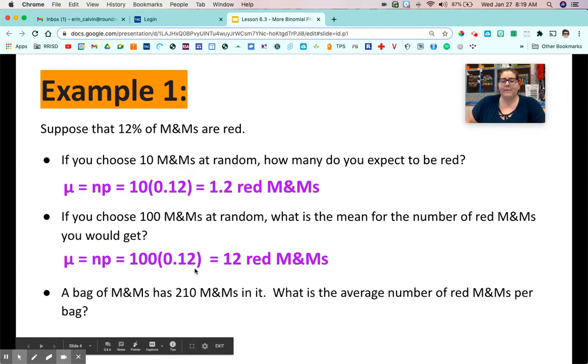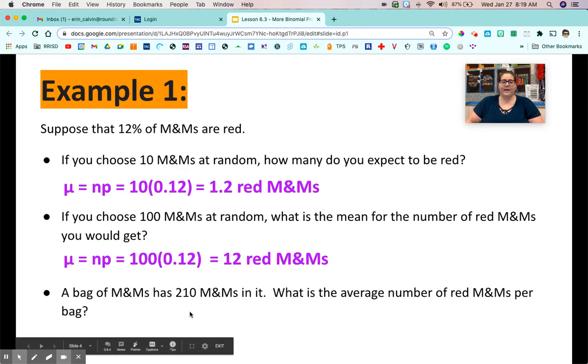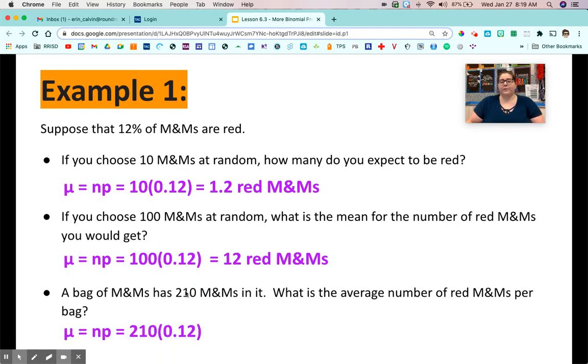And then lastly, a bag of M&Ms has approximately 210 M&Ms in it. What is the average number of red M&Ms per bag? Same kind of question, I just asked it in a slightly different way. My n is now 210. So 210 times 0.12 is 25.2.